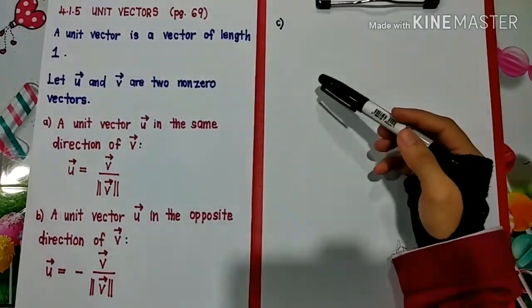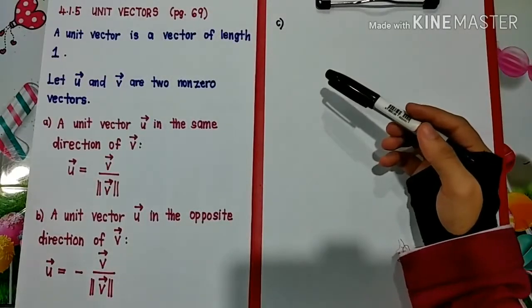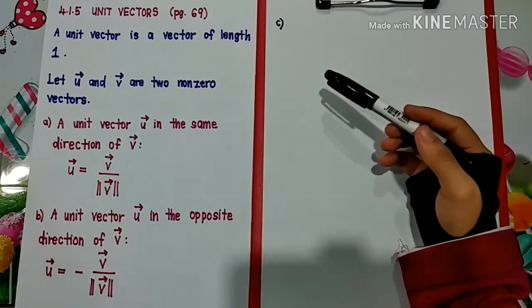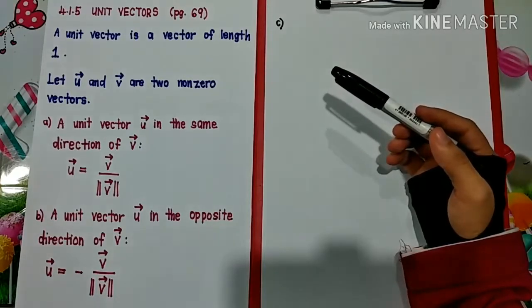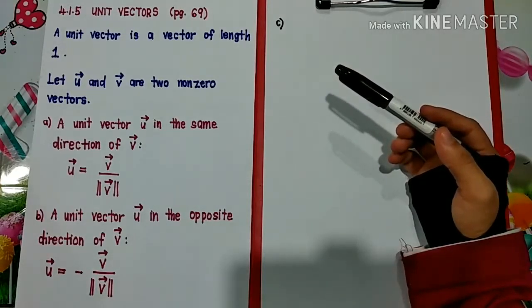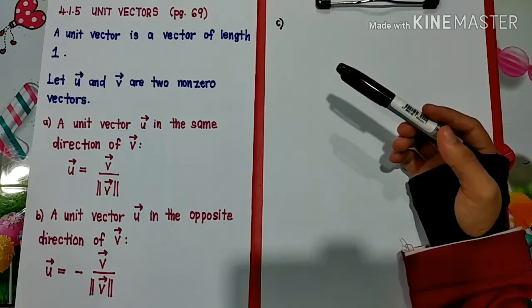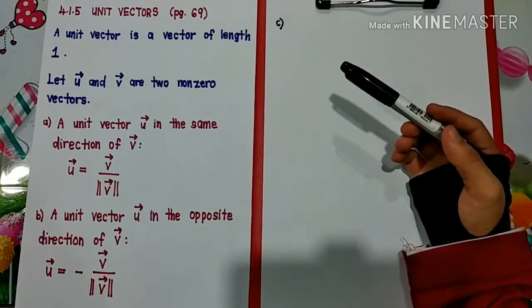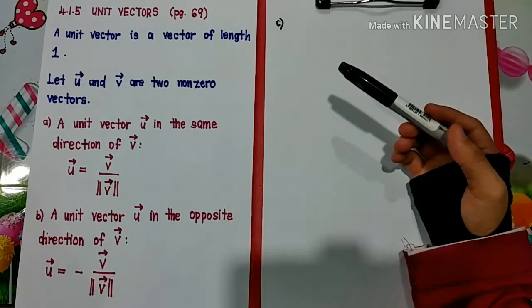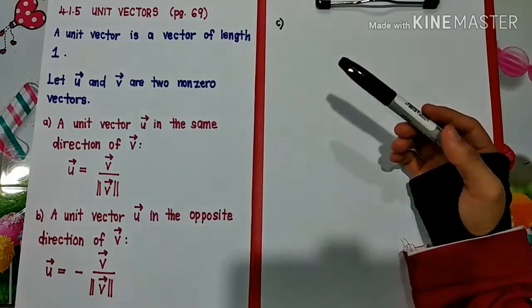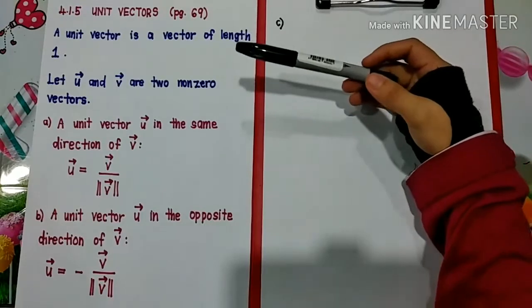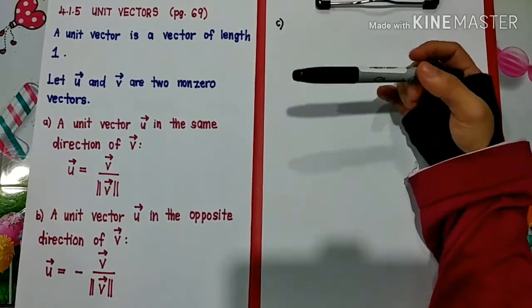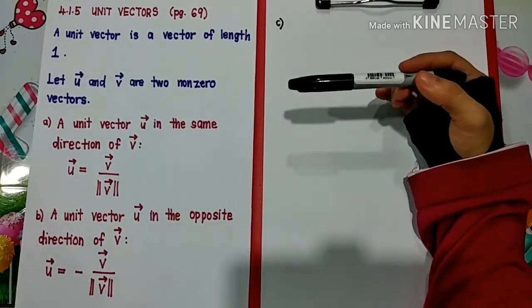Okay, C, find the unit vector. The keyword here is unit vector. So find the unit vector u in the direction of x. To find the unit vector, please refer to your notes in your textbook, page number 69. So what is a unit vector? A unit vector is a vector of length 1, or magnitude equal to 1.